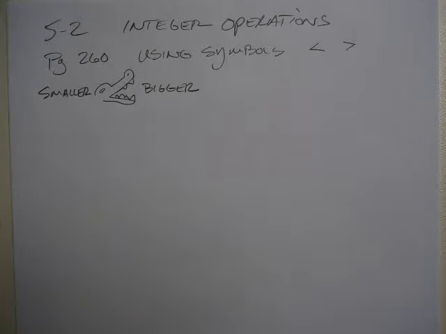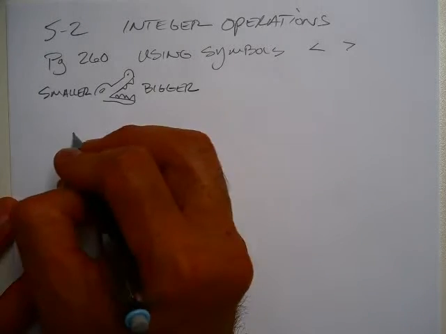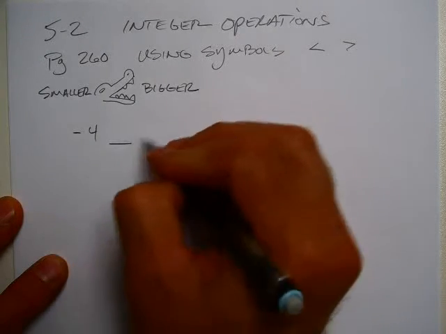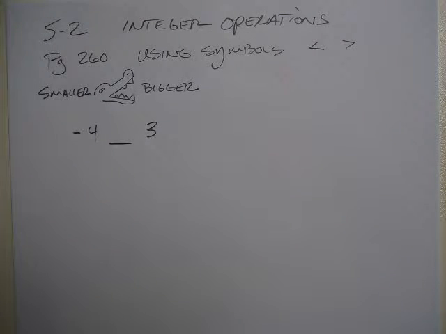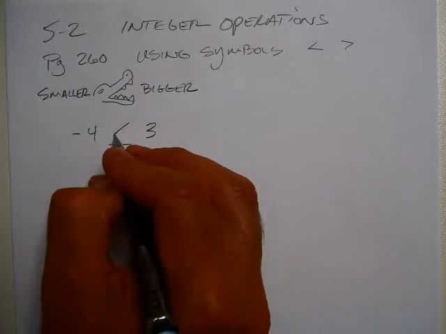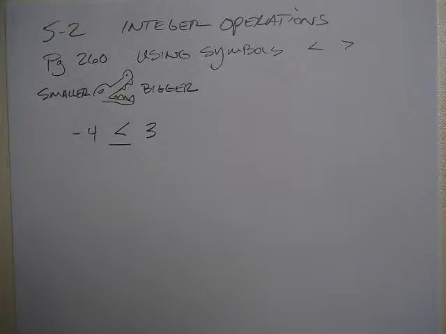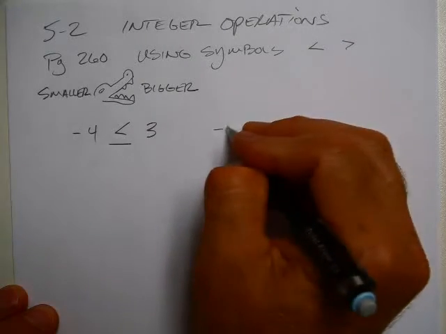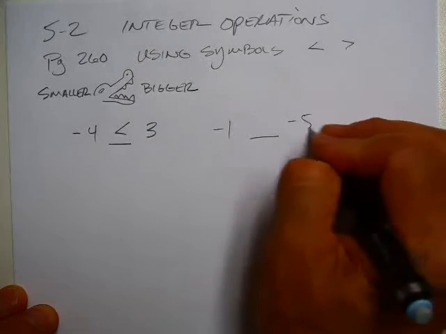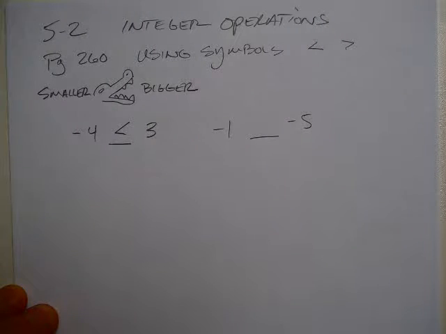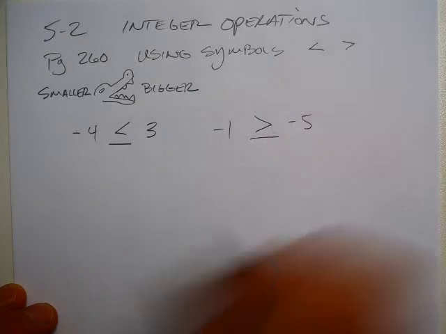And if you can keep that straight, you've got this licked. So if I said -4 and I want you to compare that to 3, which one's the bigger number? The 3, right? So negatives are always smaller than positives. Which one's bigger here? Yeah, -1. I'd rather owe you $1 than owe you $5. That's kind of how I think of that one.